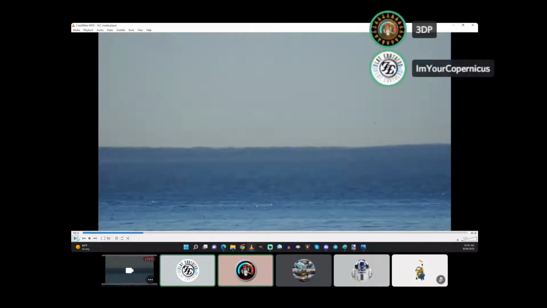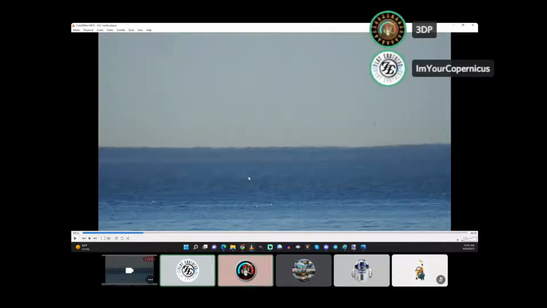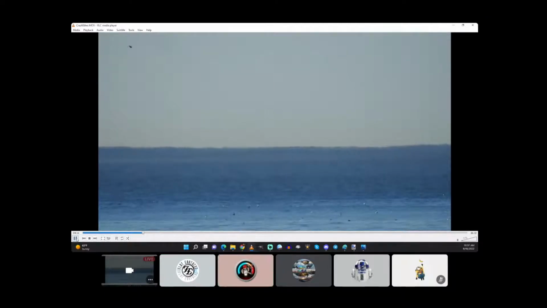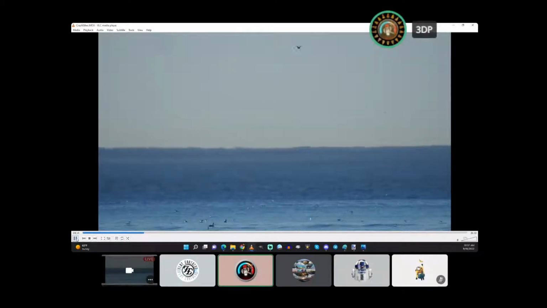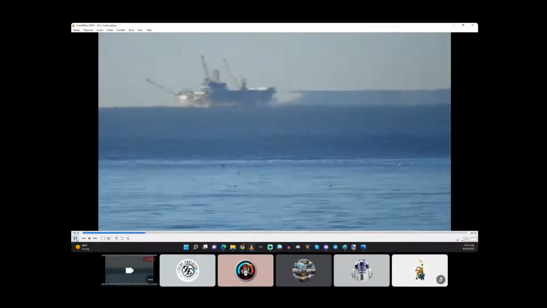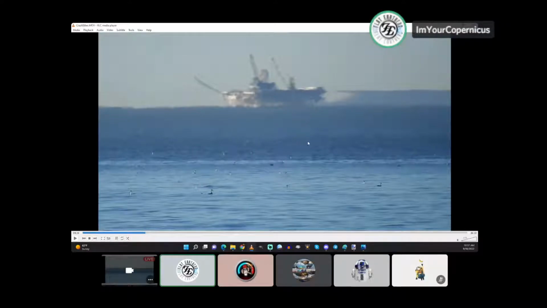Now, again, if you were on the beach looking out in this direction, you would see water, water, water, water, sky. So this position used to not be water. It used to be down here. This whole section right here used to be sky. Now we're back here. And now the entire base of that platform is gone.